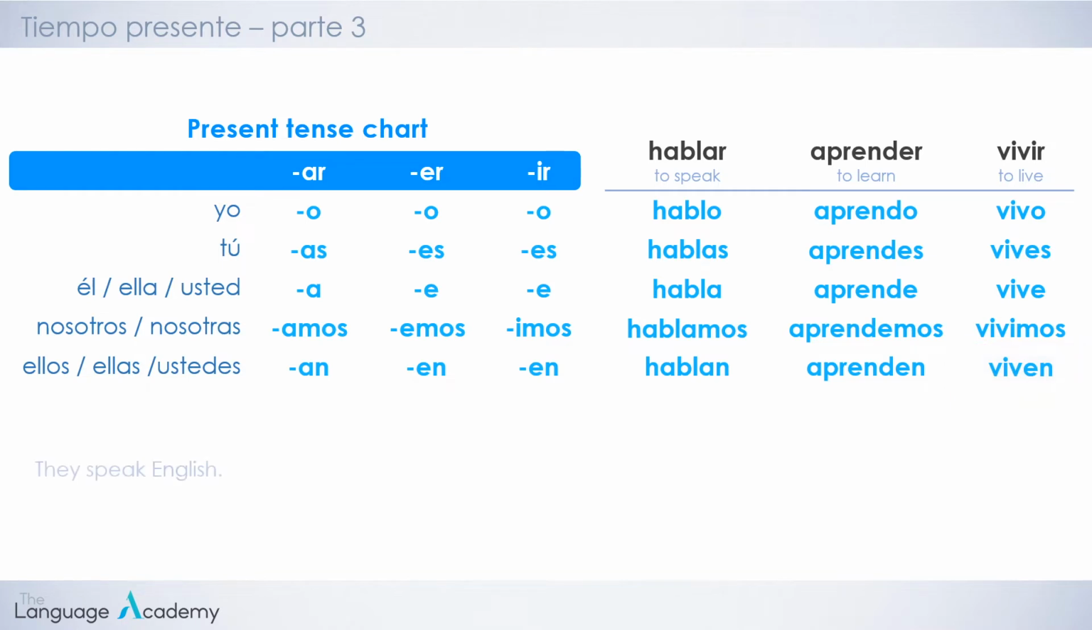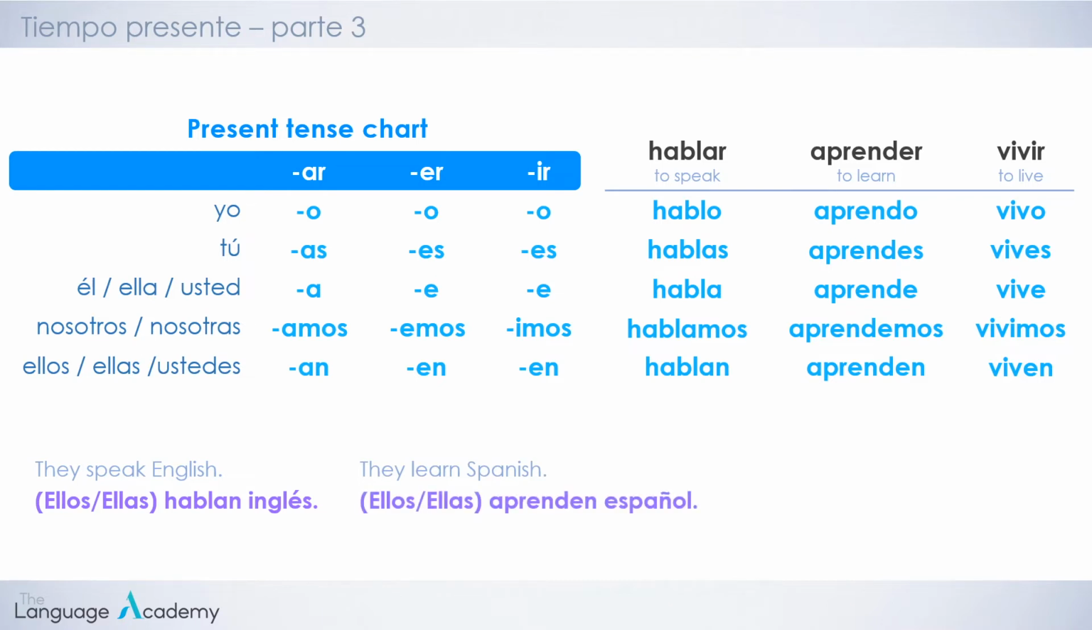Examples. How do you say in Spanish, they speak English? Ellos or ellas hablan inglés. They learn Spanish. Ellos or ellas aprenden español. They live in Mexico. Ellos or ellas viven en México.